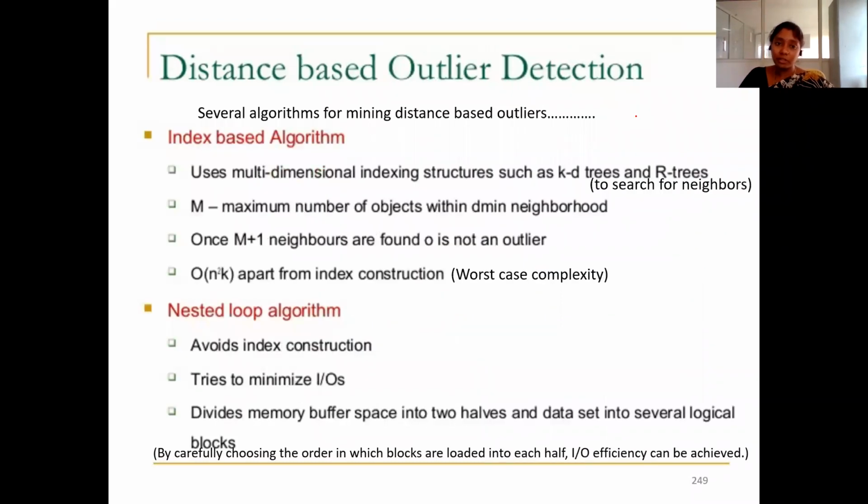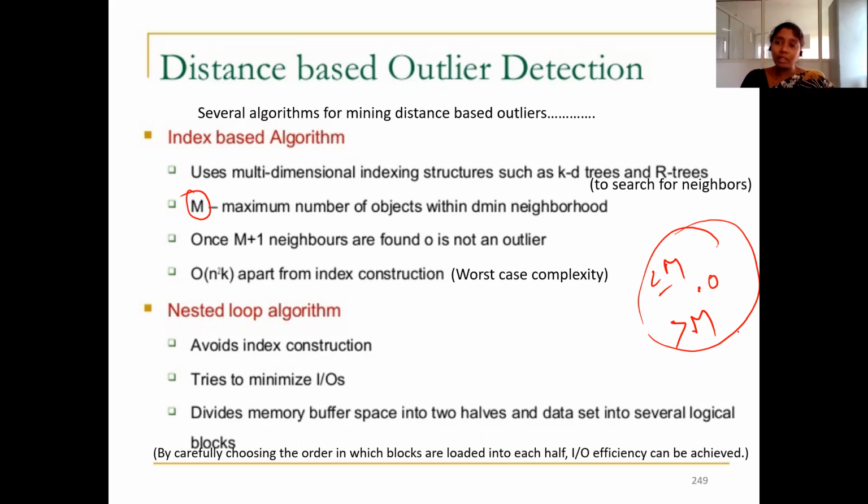Coming to the first algorithm, the index-based algorithm, the threshold is defined with m. Within the neighborhood of an object, there should be a minimum of m neighbors. That means if the number of neighbors is less than or equal to m, that object is an outlier. If it is greater than m, it is not an outlier according to the index-based algorithm.